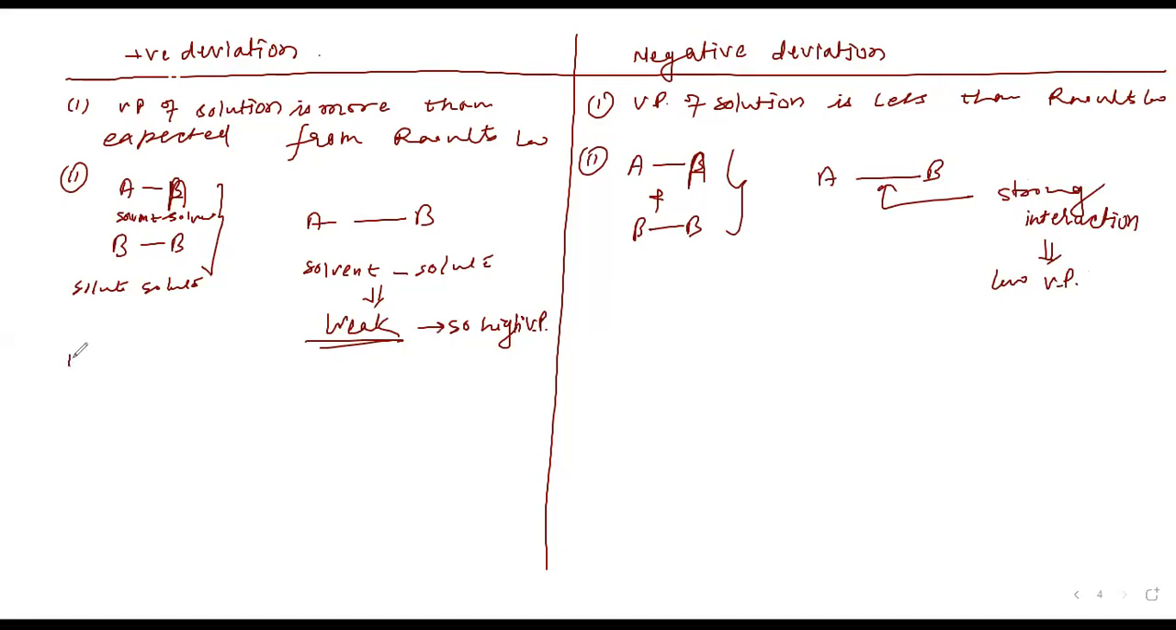Okay. Next one. Delta V mixing will be greater than 0 in one case, and delta V mixing will be less than 0 in the other. Getting it? Okay. Next one.